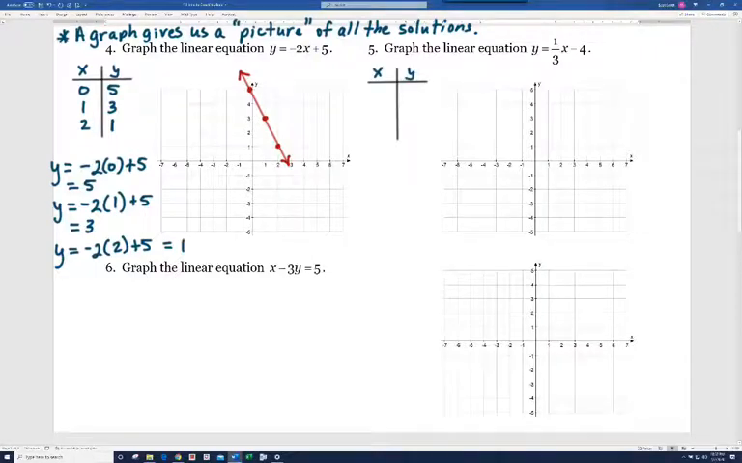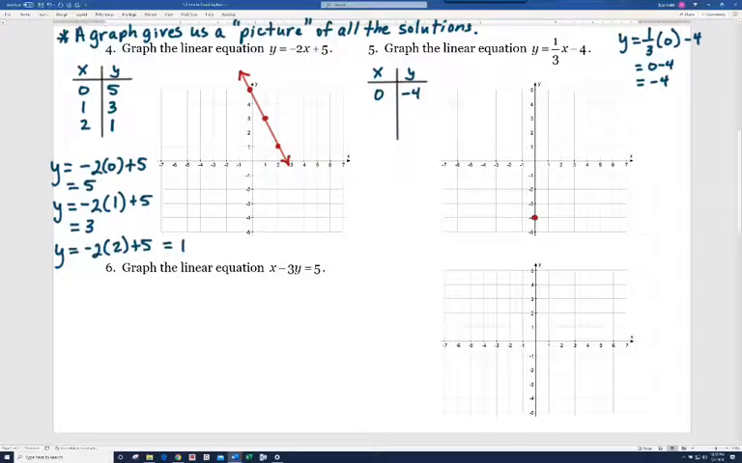So I'm going to make a table of values, and 0 looks to me like a pretty good choice, so I'm going to start with 0. 0 usually is a good choice. And so when we plug that in, we get y equals 1/3 times 0 minus 4. Well, 1/3 times 0 is 0, so we'll get 0 minus 4, which is negative 4. And so (0, negative 4) is on the graph.